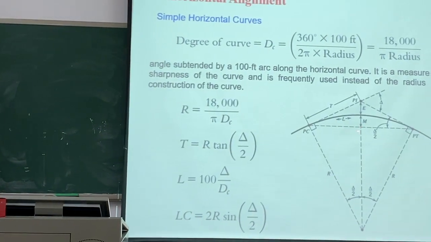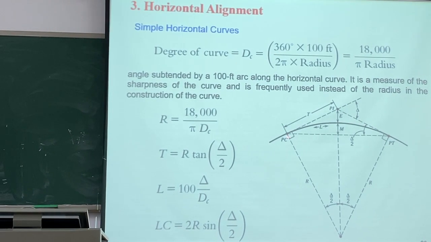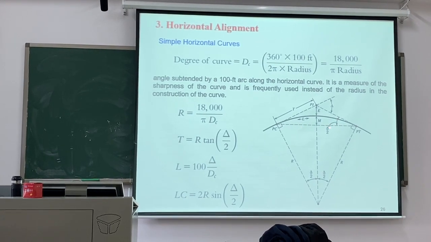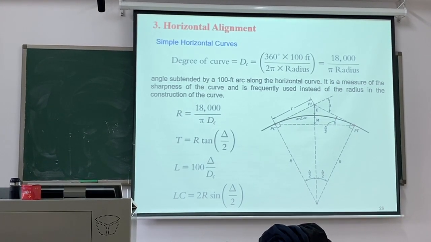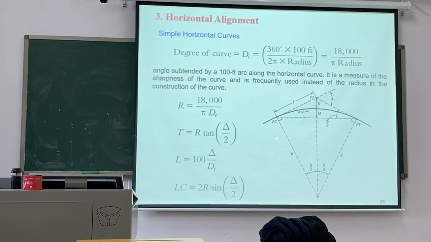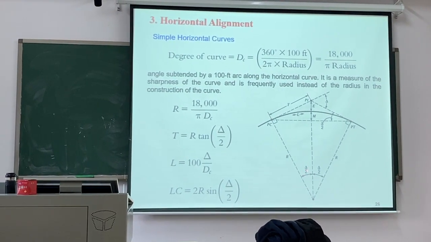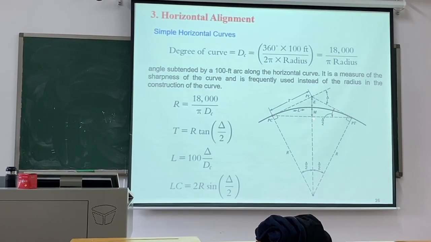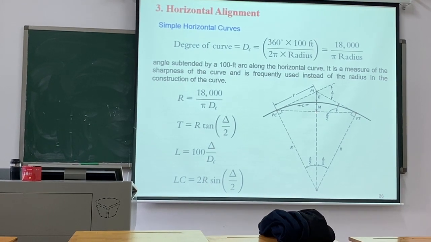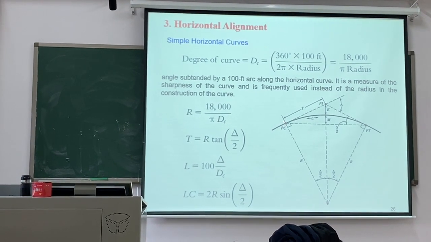Length of chord: the length from PC to the point of tangent. This is R times sine of half that angle. Then the length from the midpoint of the chord to the point of curve.